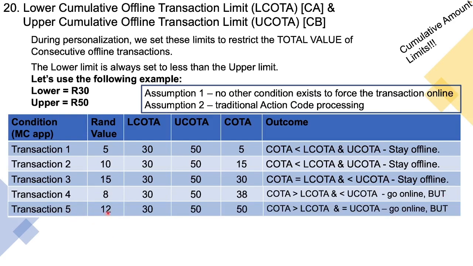Transaction 5 is a 12 Rand transaction. So we take the quota value from the previous transaction that we approved offline. We add the 12 Rand to get 50 Rand. Is the quota counter value... have we breached lower? Yes, we have. Has it breached the upper? No, we haven't. Okay, so it's breached the lower, but it's equal to the upper. It hasn't breached the upper. So in this case, we really would like it to go online.